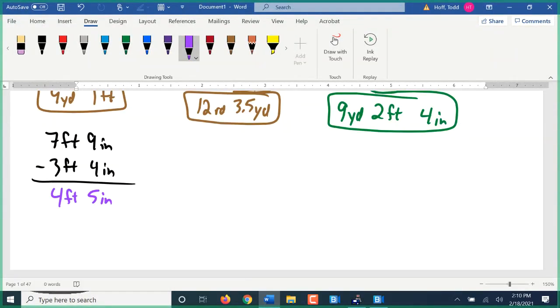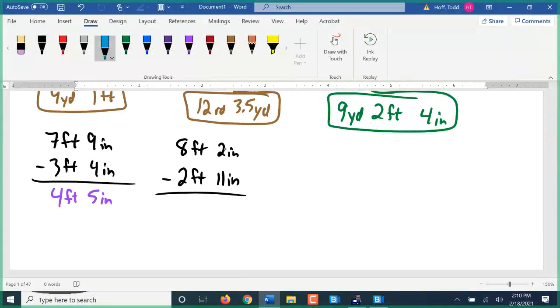Now, once again, it doesn't stay that simple. We can run into cases where we will have to carry. We might have 8 feet 2 inches minus 2 feet 11 inches. So here, 2 minus 11 can't be done, so I'm going to have to borrow from the 8 feet. That's 7 feet. Now, just like with fractions, I have to be careful here of what I borrowed. That 1 foot that I borrowed contains 12 inches. 2 plus 12 makes this now 14 inches. 14 minus 11 is 3 inches. 7 feet minus 2 feet is 5 feet. So that's 5 feet 3 inches.